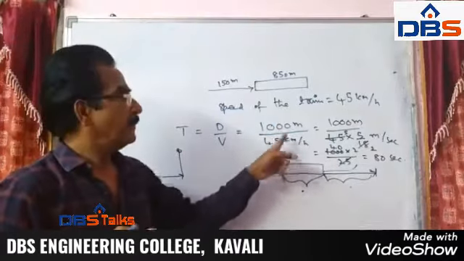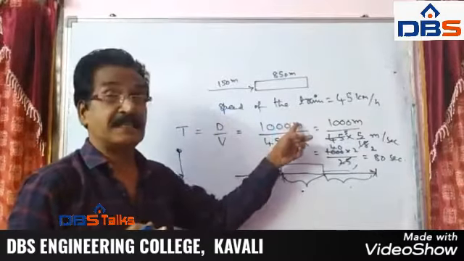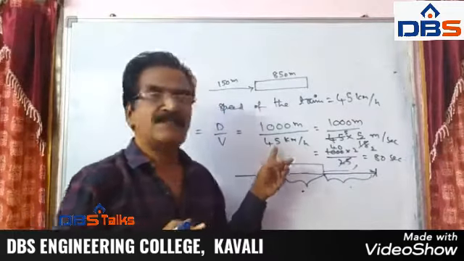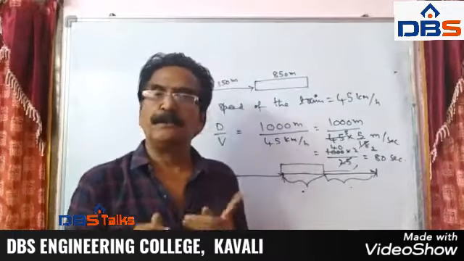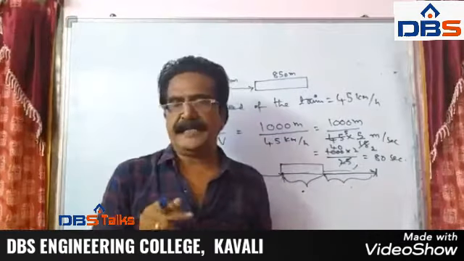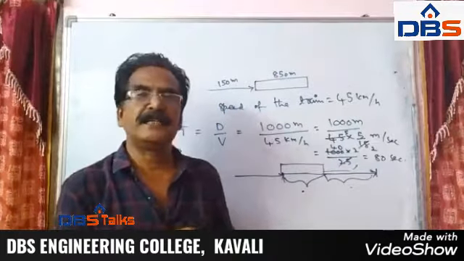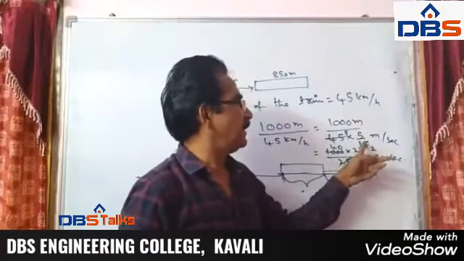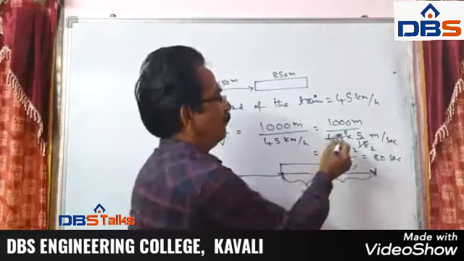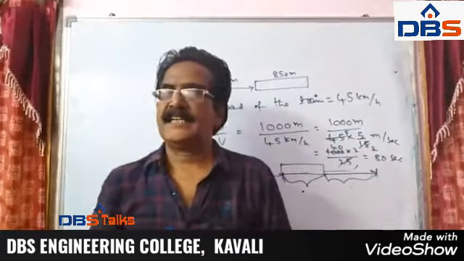But we must be careful with units. Here the distance is in meters, and velocity is in kilometers per hour. So this velocity should be changed into meters per second. By multiplying with 5 by 18, you get the velocity in meters per second. 9 2s, 9 5s. So 25 by 2, which gives 80 seconds.